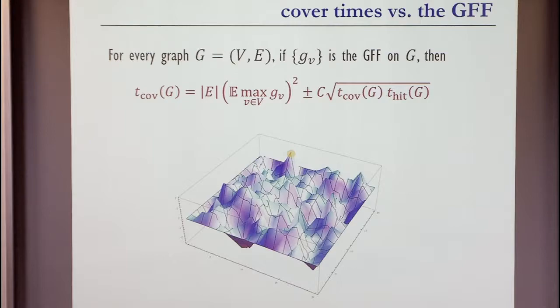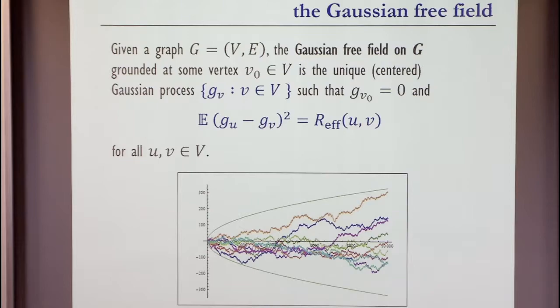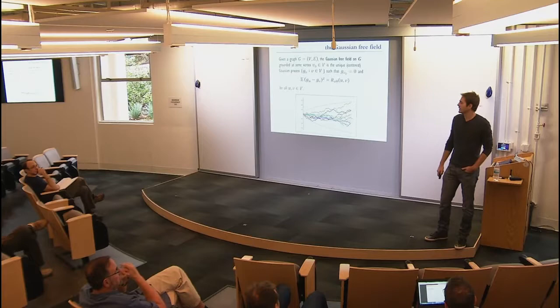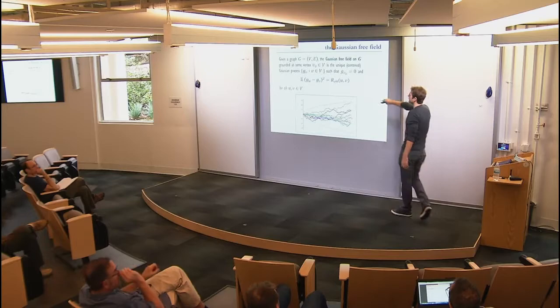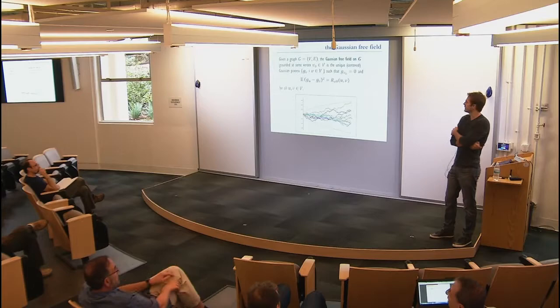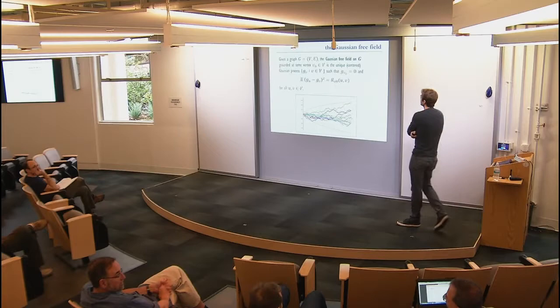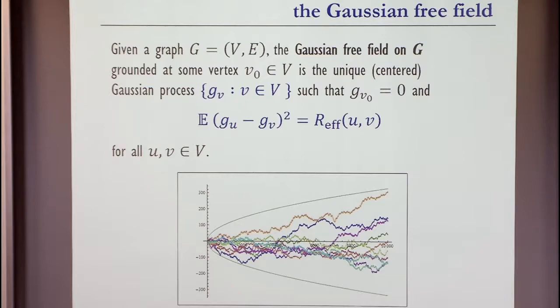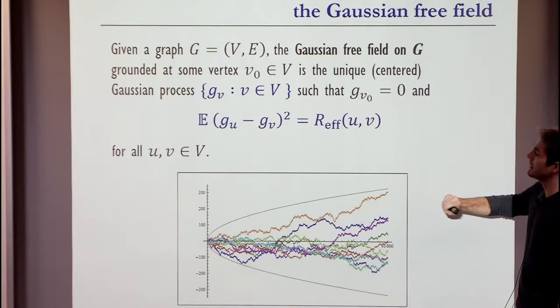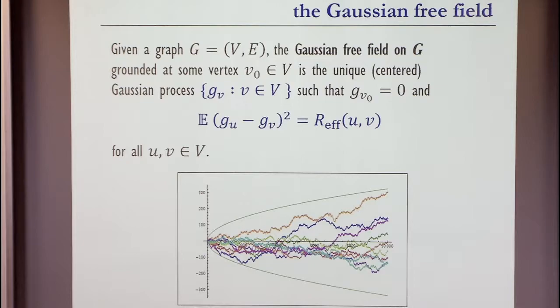Is it easy to see that this effective resistance satisfies the triangle inequality? From this formula, it's not easy. In general, the expected (G_U minus G_V) squared will not satisfy the triangle inequality if you just give me a Gaussian process. This is a special kind of Gaussian process. It's still easiest to see from the commute time representation. The effective resistance is, up to a scaling by the number of edges in the graph, the same as the commute time between U and V. That's the easiest way to see that it satisfies the triangle inequality, because with the commute time you get it for free. This representation doesn't give it to you because there are other Gaussian processes for which you don't have the triangle inequality for the squared distance.